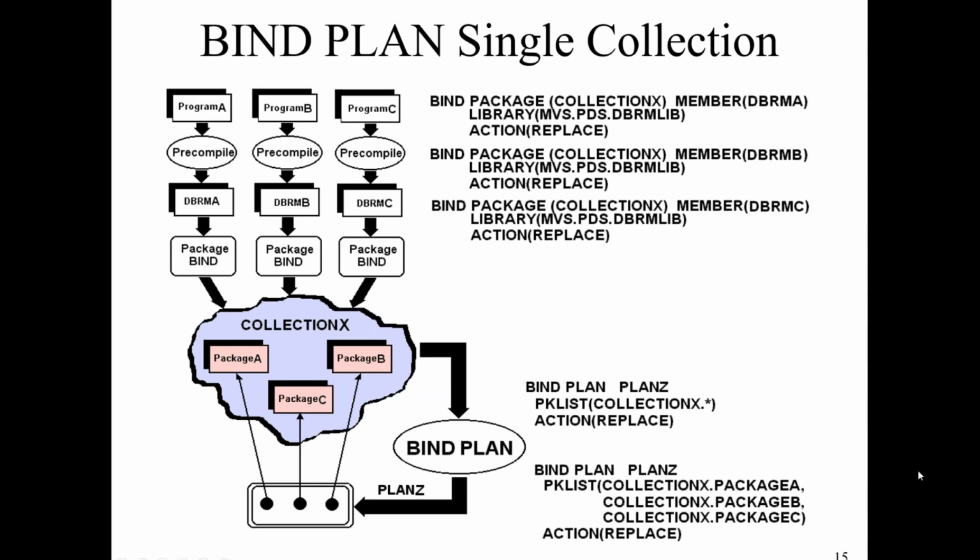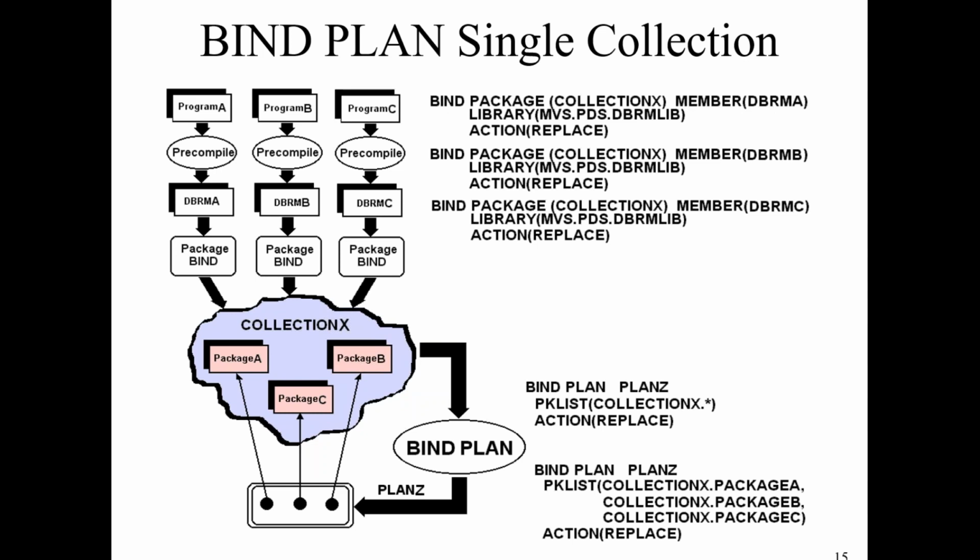you can see down here, we've got an example of a bind plan. This is something that a DBA probably does once and then leaves alone. I'm saying I've got a plan here called Plan Z, and a plan today, rather than including DBRMs directly, will include a package list, PK list. And what I'm saying here is that the plan called Plan Z contains all of the packages that are in collection X.